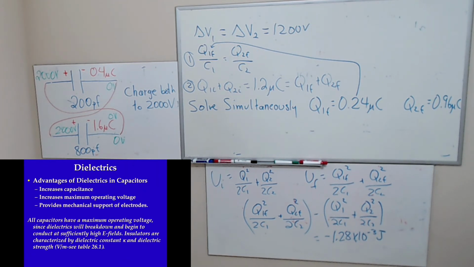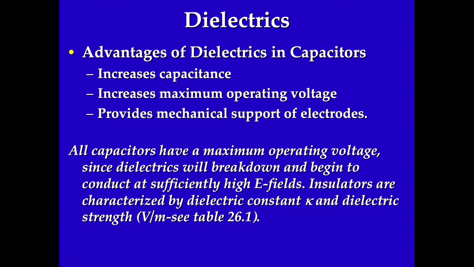One of the things it does is increase the value of the capacitance. It also increases the maximum operating voltage because the breakdown voltage tends to be higher. The breakdown voltage for dielectric materials is listed in your textbook. I don't expect you to know those numbers. The dielectric also provides mechanical support for the electrodes. Those are some of the advantages of having a dielectric in a capacitor.